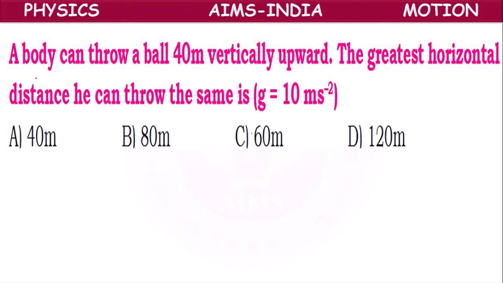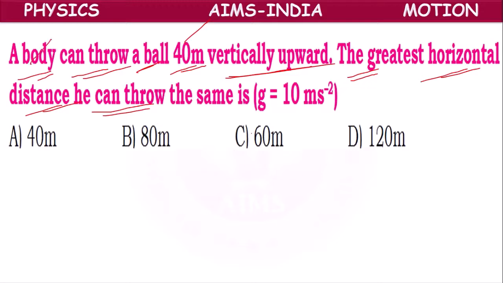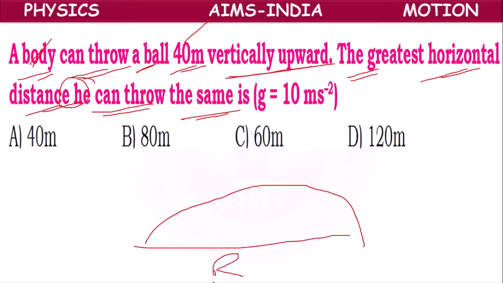Next one. A boy can throw a ball 40 meter vertically upward. The greatest horizontal distance he can throw the same ball is? Greatest horizontal distance means range. Range we have to find.